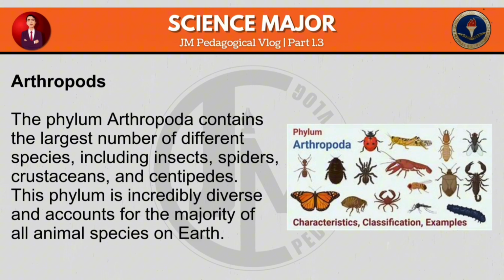The phylum Arthropoda contains the largest number of different species, including insects, spiders, crustaceans, and centipedes. This phylum is incredibly diverse and accounts for the majority of all animal species on Earth.